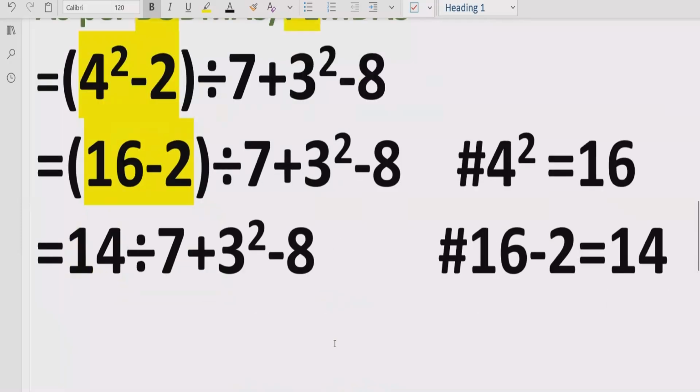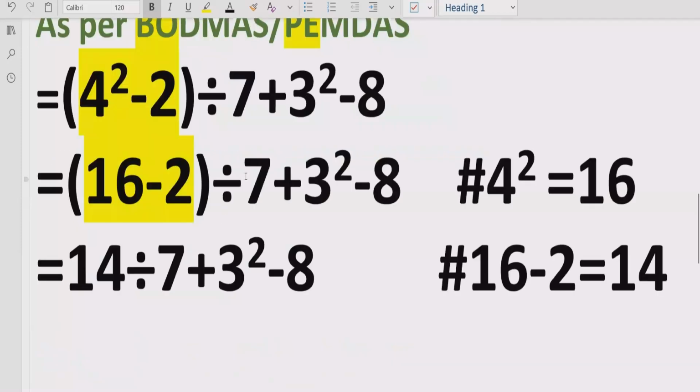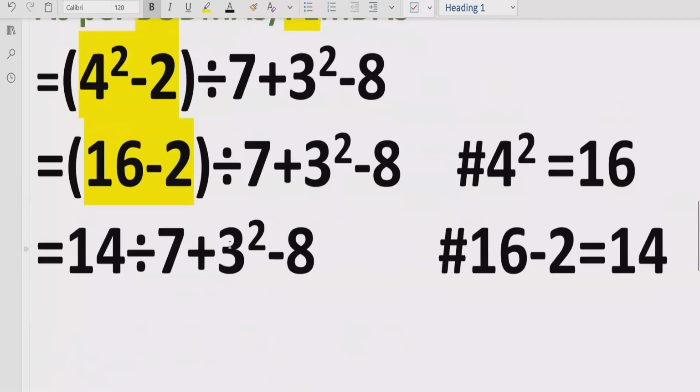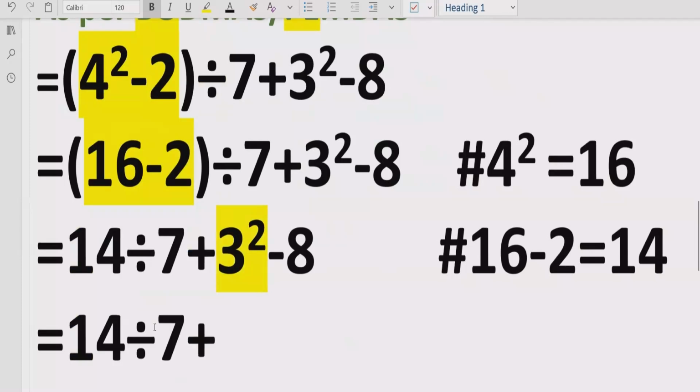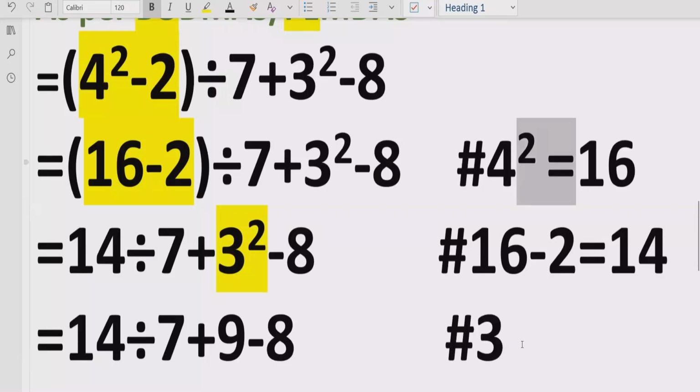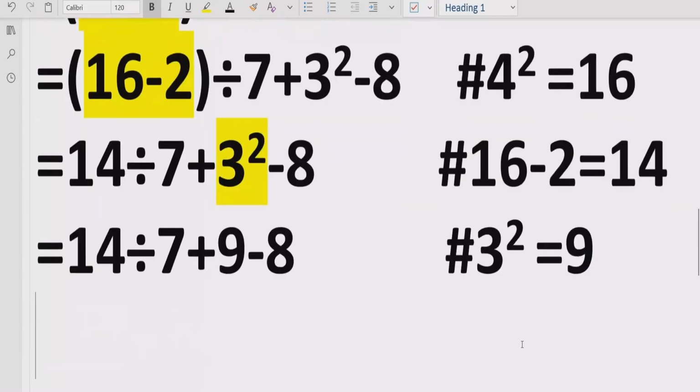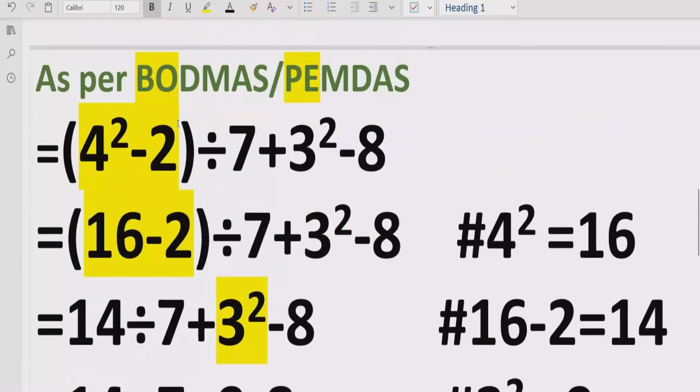Now move forward. We have solved the bracket. Now we have to see the exponent part if it is coming first. So now we have here 3 raised to power 2. We have to solve this one. 14 divided by 7 plus 3 raised to power 2 means 3 multiplied by 3, which is equal to 9, minus 8. And here we give the reference: 3 raised to power 2 equals 9. Now move forward. We have solved the exponent part.